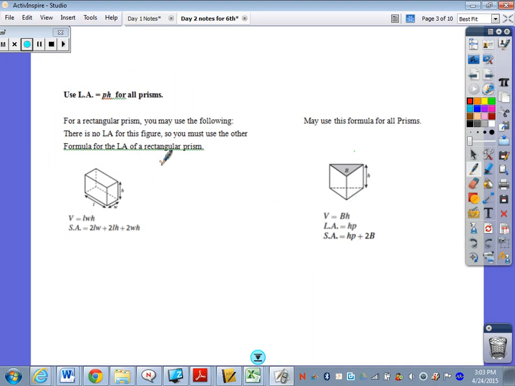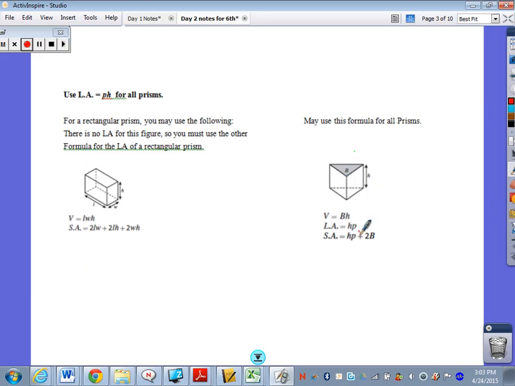So I put the pictures from the formula sheet so you could identify them. So these are the two prisms that they give you on your sheet. This one you can use for all prisms. So whether it's a triangular prism, a hexagonal, a rectangular prism, any type of prism, you can use these three formulas. For only a rectangular prism, you can use these two, that the volume is length times width times height, and the surface area is this long formula here. Notice that this does not have a lateral area formula, so you use this lateral area formula for a rectangular prism as well.